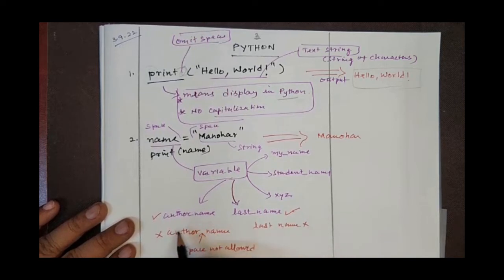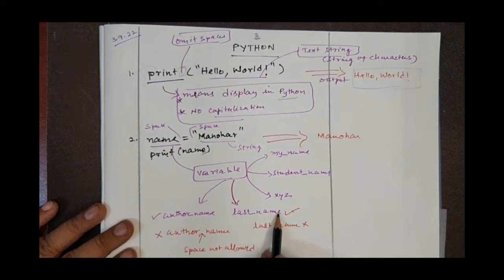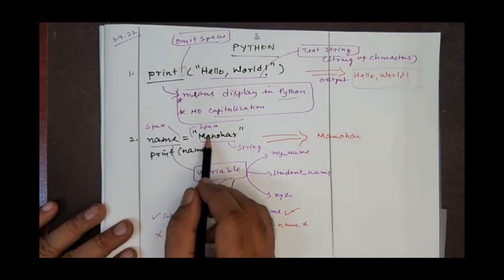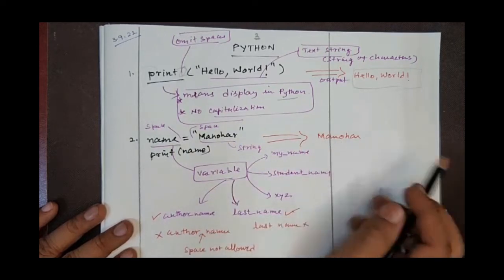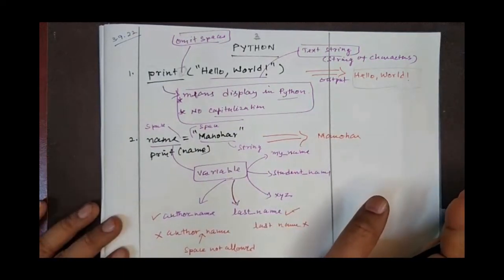But it should not be given as author space name. That is not acceptable. Similarly, last name means last space name. That is not accepted. So it should be given as last, then underscore, then name. That is, two words can be joined by the underscore. And when you put like this, name is equal to Manohar, the output will be Manohar. Okay.